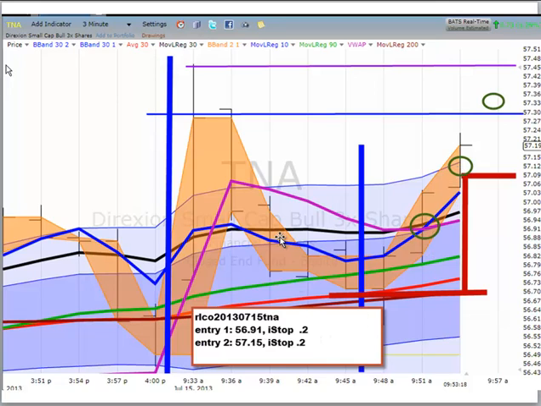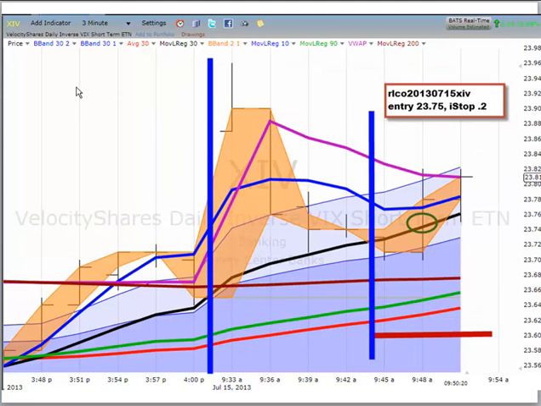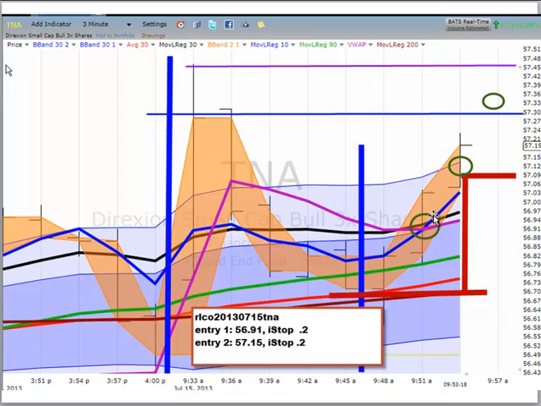This is TNA. So this is a parallel trade. The previous one was XIV. At the same time, we're trading long the Russell 2000 triple inverse. So we get this one at 56.91 with a 20-cent stop. About 3 minutes later, it's moving out. I like it, so I get it at 57.15. So that's a little over 1 hour in hand with some momentum, leaving the floodplain.